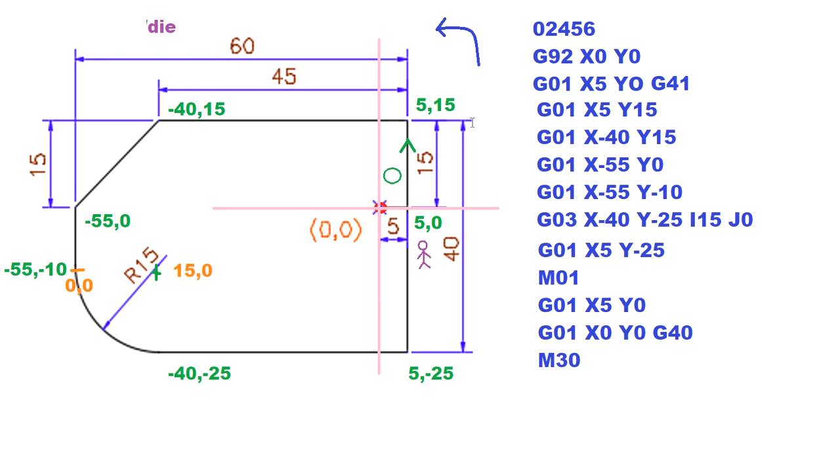Why do we need to offset the wire back to the origin? Because we already offset the wire using G41. Then before we close the program, we need to cancel the offset using G40.